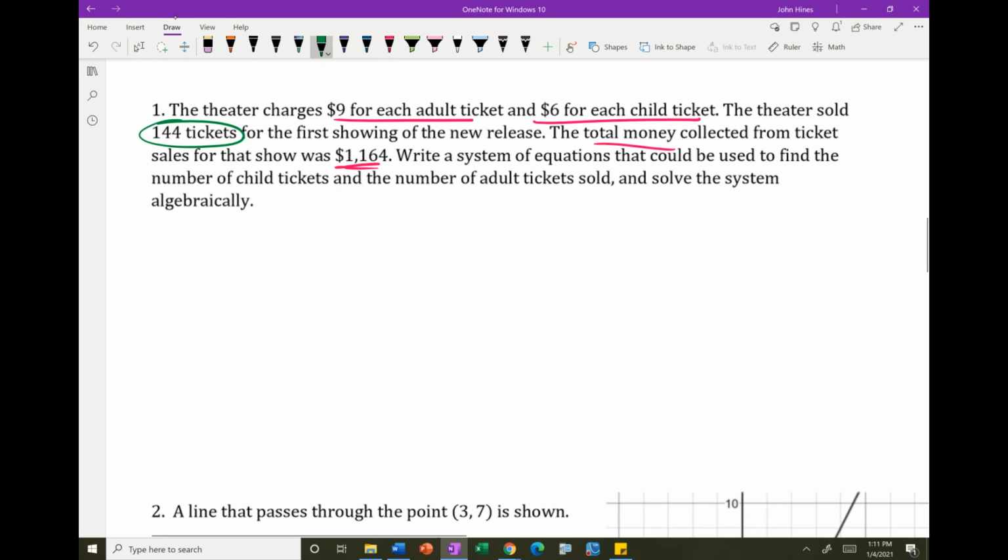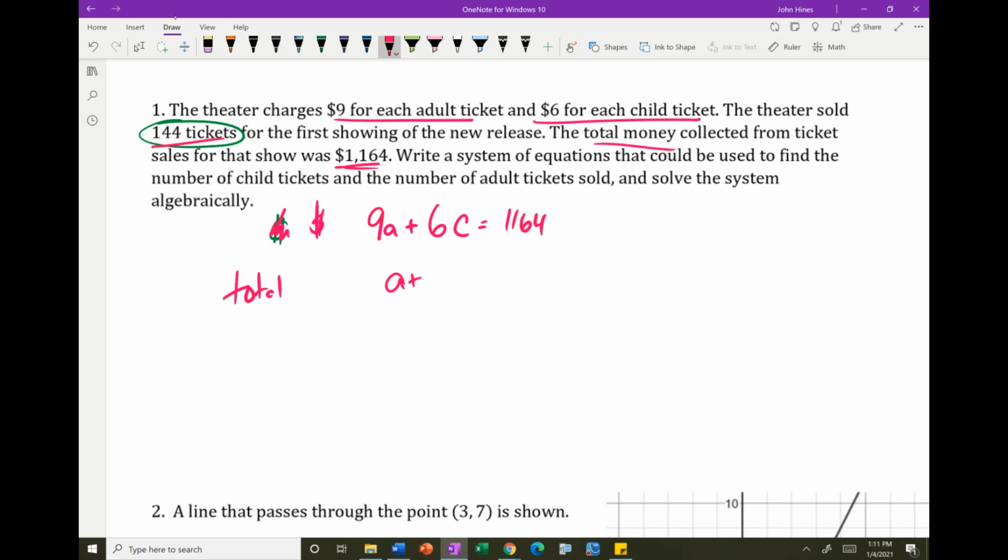So this is one of those where I have to deal with money, which of course isn't green. Of course I use green for something else. I've got to deal with money. So $9 per adult, $6 a kid gives me all that money. This is my money equation, and now I've got to deal with my one dealing with the total tickets.